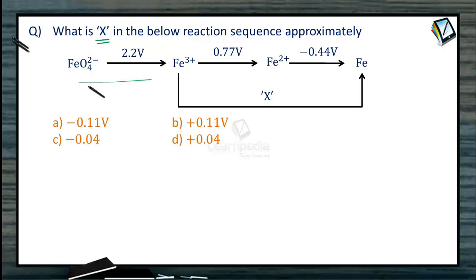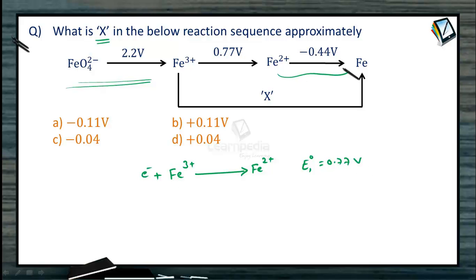That means this part is not being used in solving the question. This particular data is more than sufficient to work out this question. Now let us see. First of all, the reduction of Fe3+ to give Fe2+ is a reduction process, so by gaining one electron the reaction takes place. And the potential value is given as E1 naught, 0.77 volts.